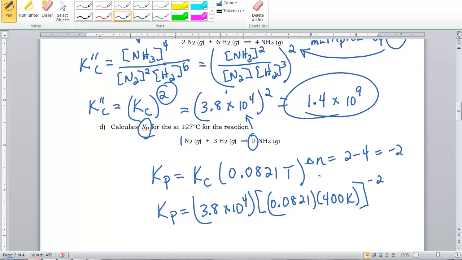All right, so when you do this, you should get 9.27 times 10 to the negative fourth for RT to the negative second. Now we have to multiply that by 3.8 times 10 to the fourth. And for this one, my Kp ends up to be 35-ish, 35.2. But we only have 2 sig figs.